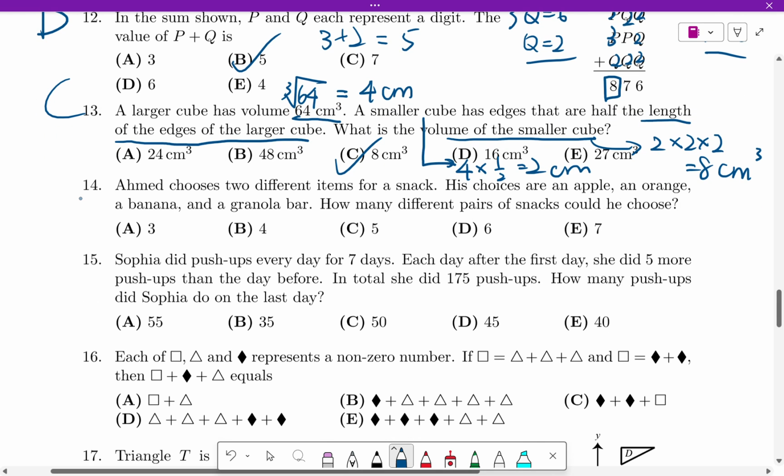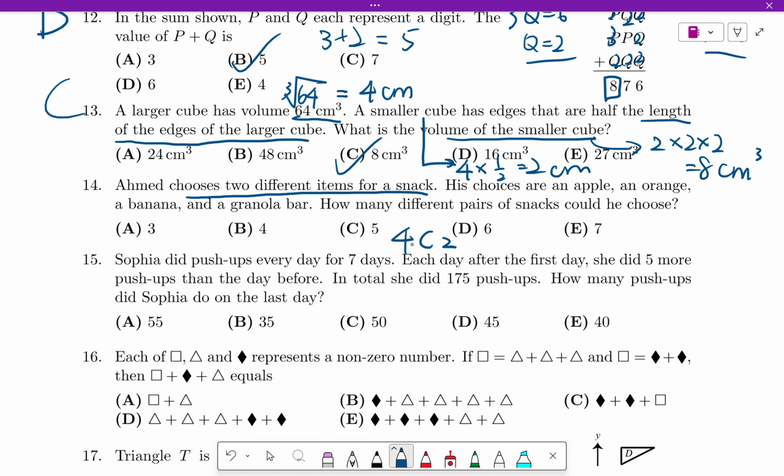Question 14. Ahmed chooses 2 different items for a snack. His choices are an apple, an orange, a banana, and a granola bar. How many different pairs of snacks could he choose? So this is a typical combinatorics problem. So we need to choose 2 snacks from the 4 different possibilities. So it is a 4C2 problem.